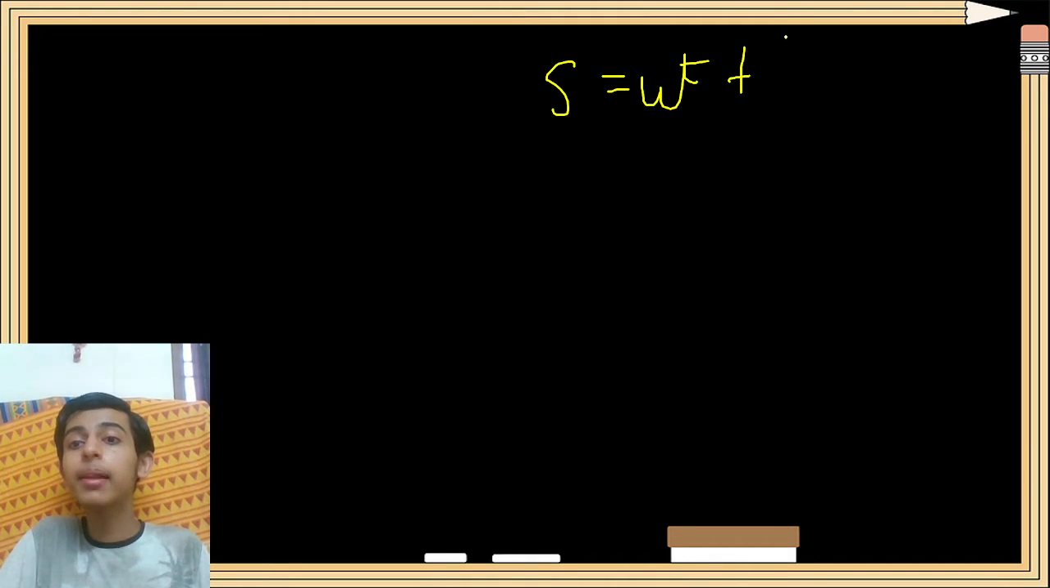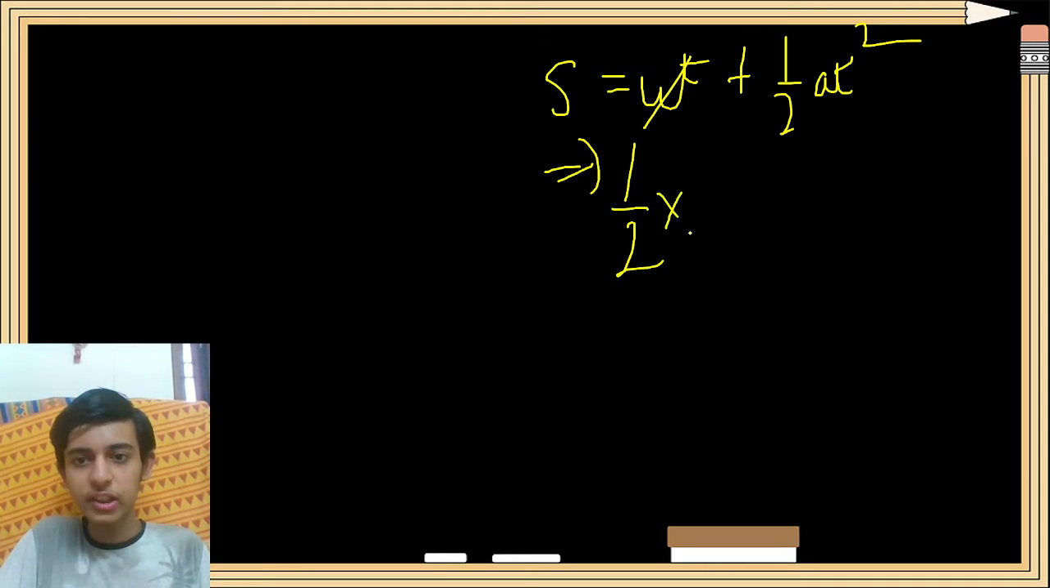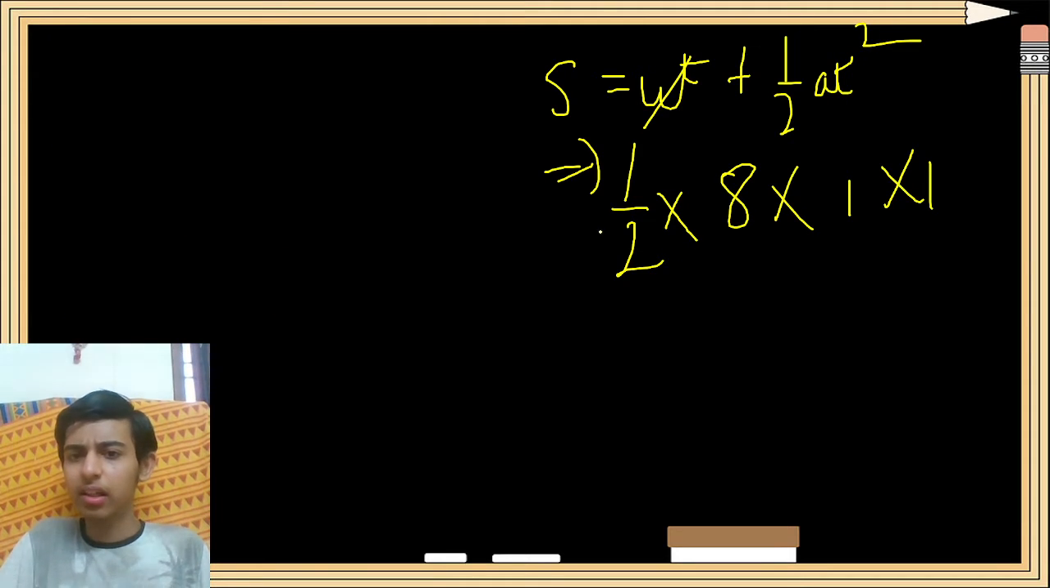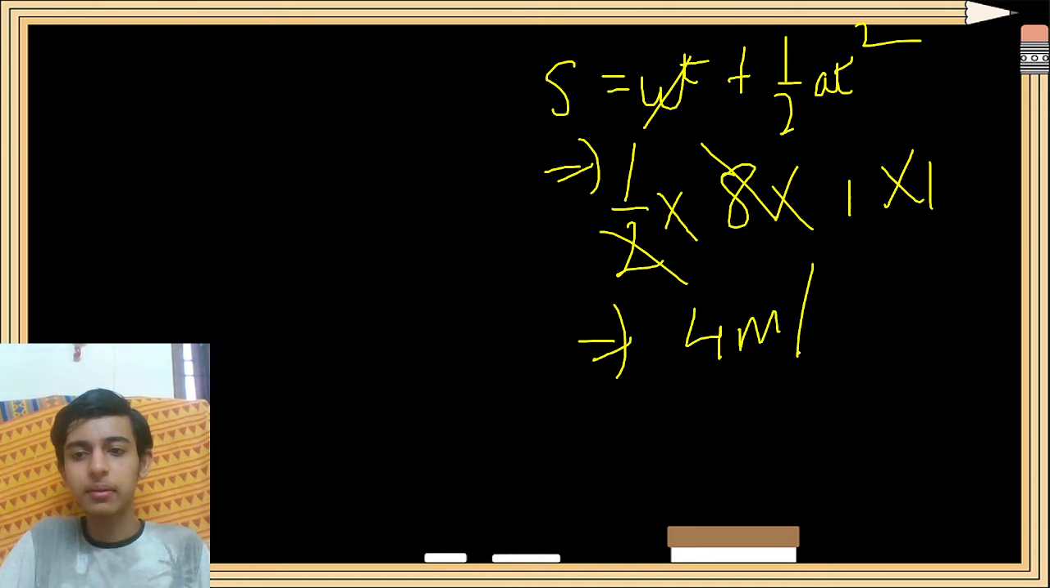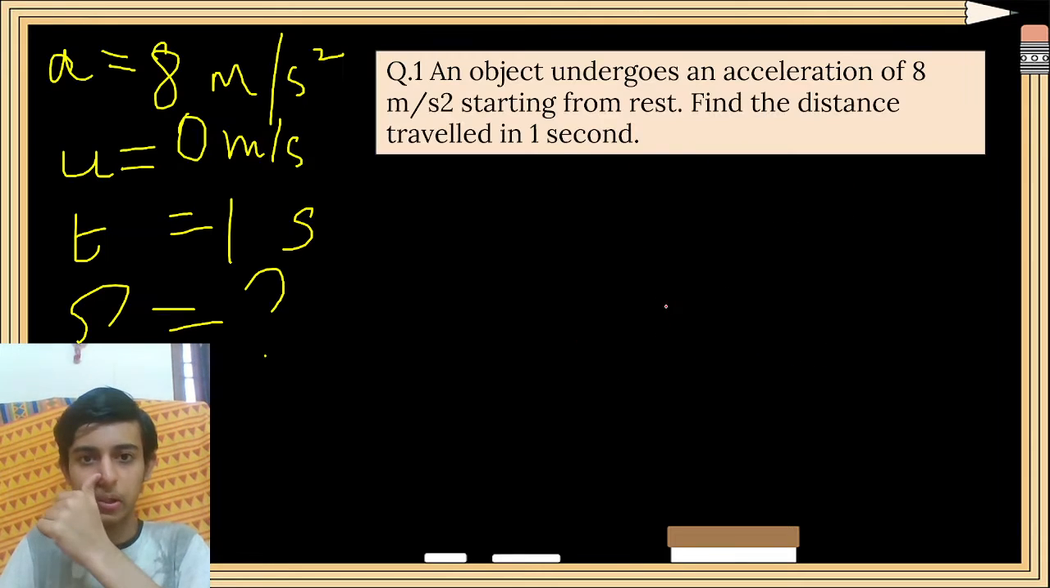Isn't it very easy? Which equation of motion can you use? The second equation will say s equals ut plus half at square. So u is given to you 0, so this got cancelled. Half into what is the acceleration? It is given to you 8, and what is your time? 1. So 1 square remains 1. So half times 8 is 4, so your answer is 4 meters. So this is your answer, guys, of the first question. I hope this is clear.